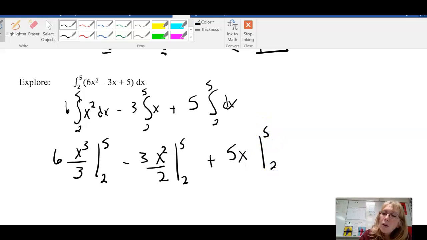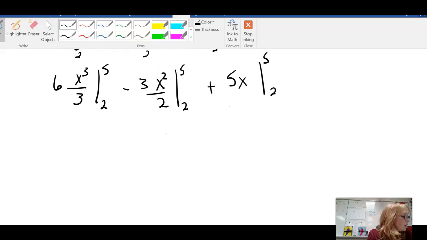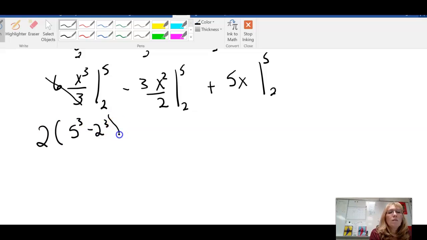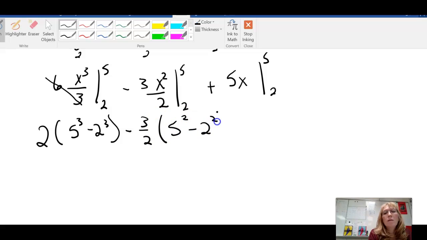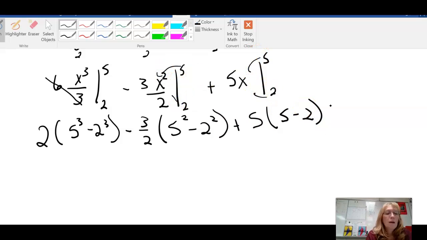Now we could leave those numbers in there and work them, or pull them out. We're pulling them out here just for ease. So we know that 6 and 3 cancel to 2. So this is really 2. Now plug in your values. 5 cubed minus 2 cubed. All right, minus, I'm going to pull out the value again. Don't have to, but you can. 5 squared minus 2 squared. Plus 5 times 5 minus 2. All we did was plug in the 5 and the 2 each time. Plug that in your calculator, and you should get 217.5. Okay, I hope you did well.